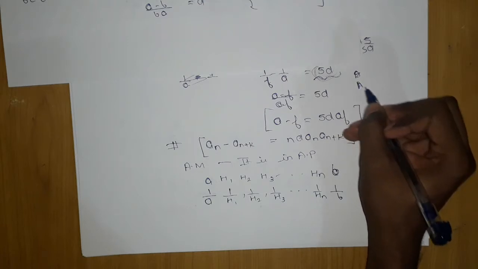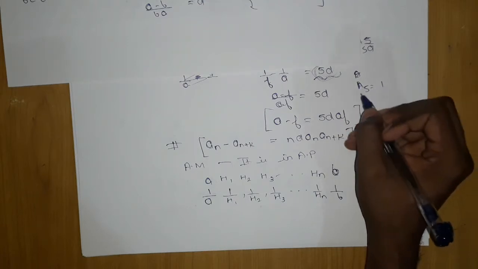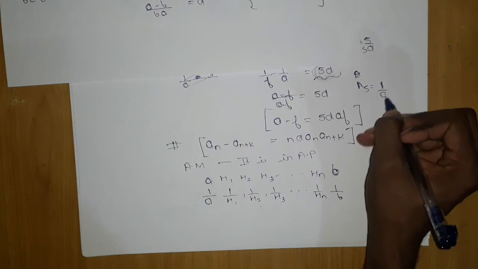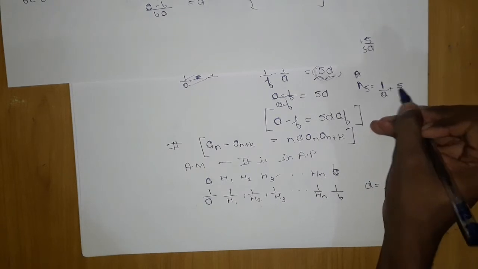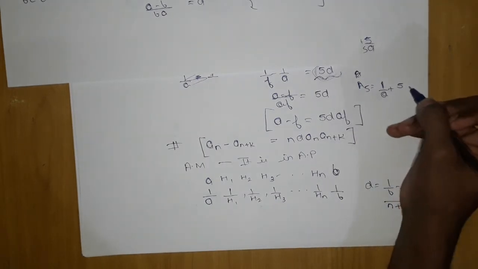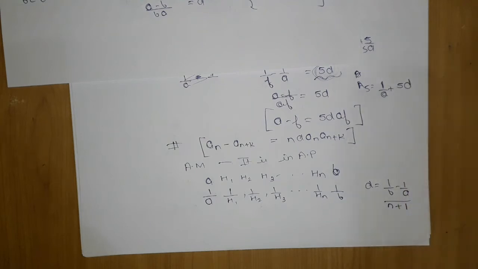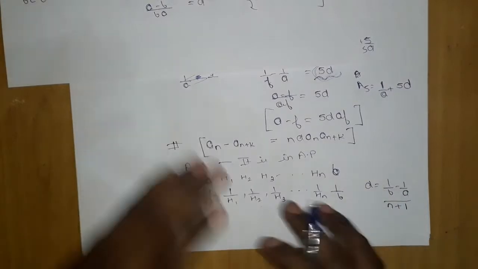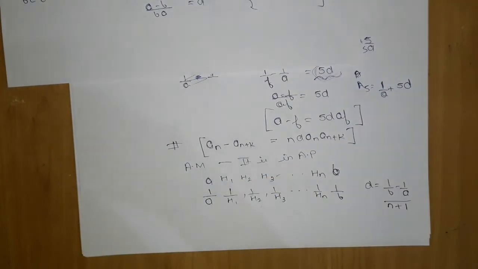Like I want to find A5. I will just use 1 by A plus 5 times D. So you need to find the D. D is the same thing. After you get the terms, just invert them, they will be back in HP.